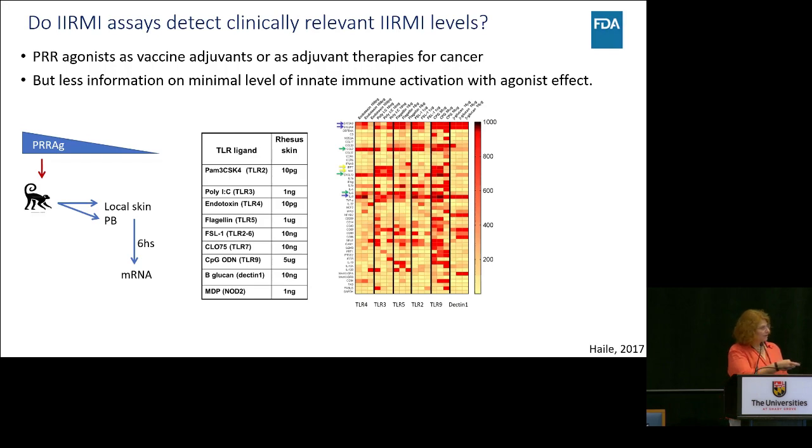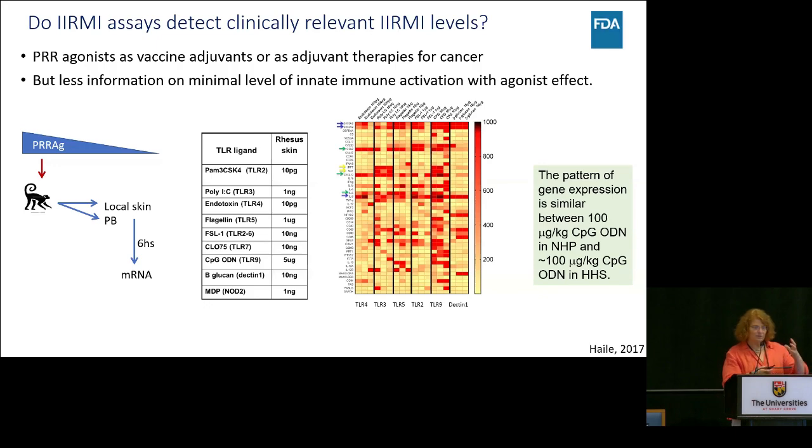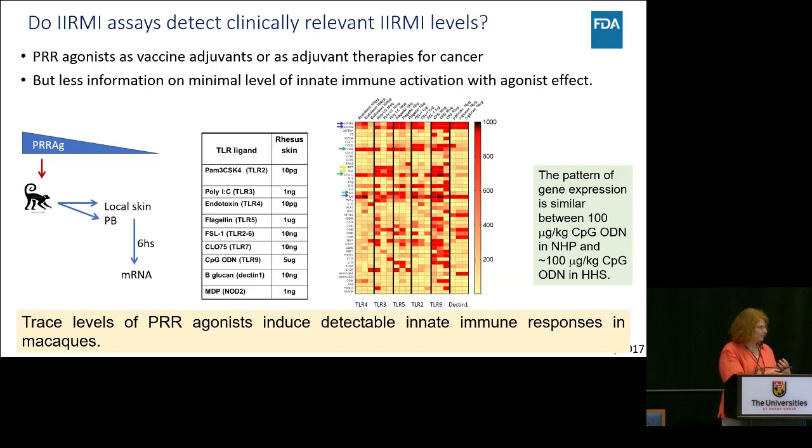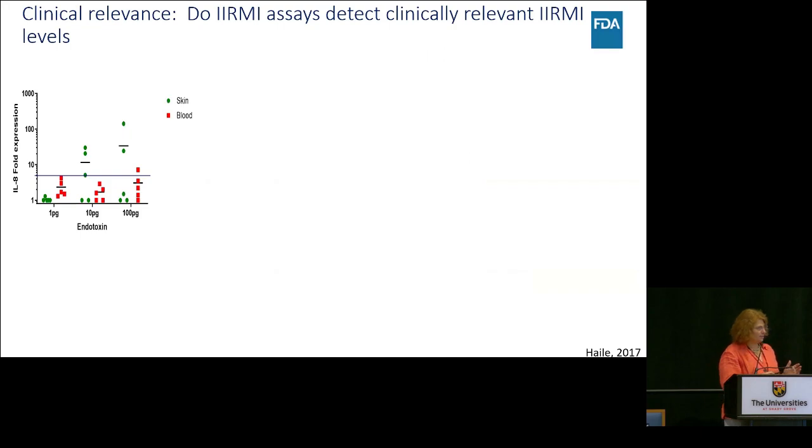Now, each of these different TLR agonists induced different patterns of cytokines, and we'll go back to that in a bit. But the patterns that we see, where we've been able to compare them with human samples, those genes that we see in the NHP, the non-human primates, and the humans pretty much correspond. So that gives us some confidence that what we're seeing is relevant. So with this, we established that trace levels of PRR agonists induce a detectable innate immune response in the macaques, but it didn't tell us whether it induced the antibodies.